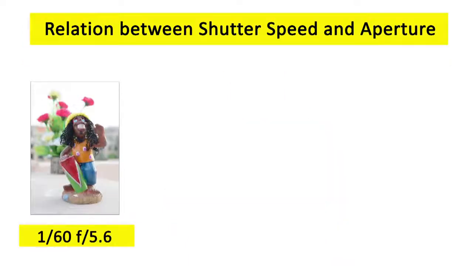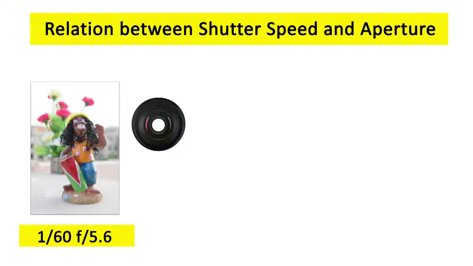In this session, we'll be talking about the relationship between shutter speed and aperture. Here is an image that has been shot at 1/60th of a second shutter speed and aperture f5.6. You can see the overall exposure of the image is pretty decent, and the background is slightly defocused.